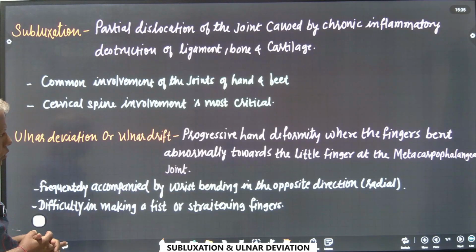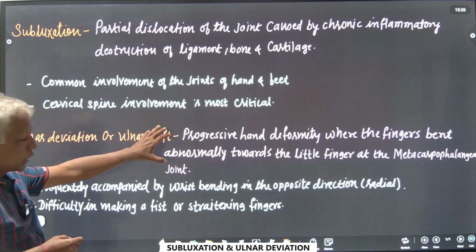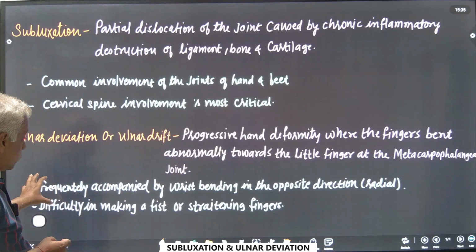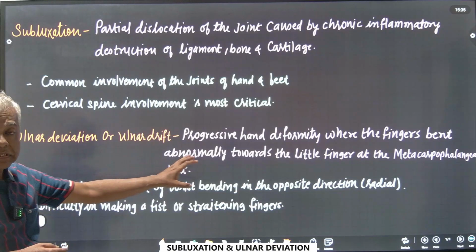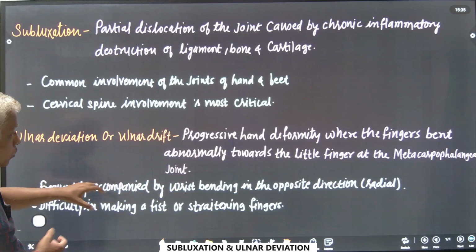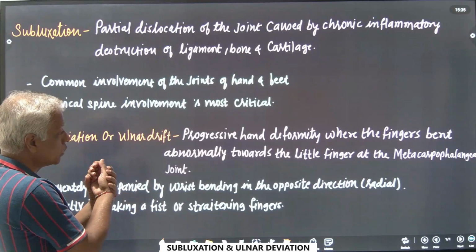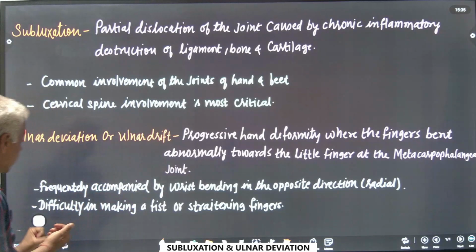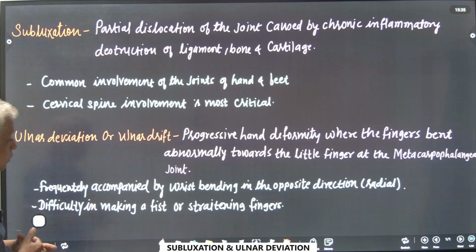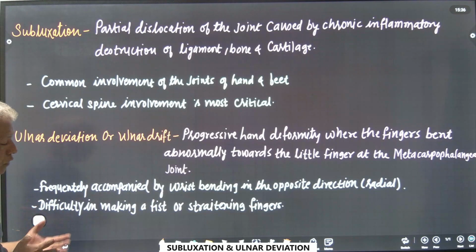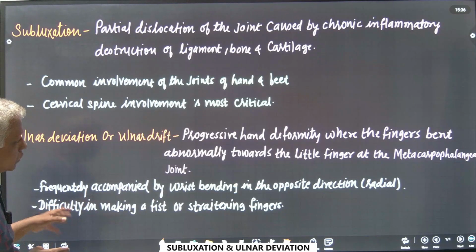Okay, so there is a bending of the fingers towards the ulnar side, whereas there is a bending of the wrist towards the radial side, and difficulty in making a fist or straightening of the fingers. So in this deformity there is difficulty in making the fist, as well as straightening of the fingers is very difficult.